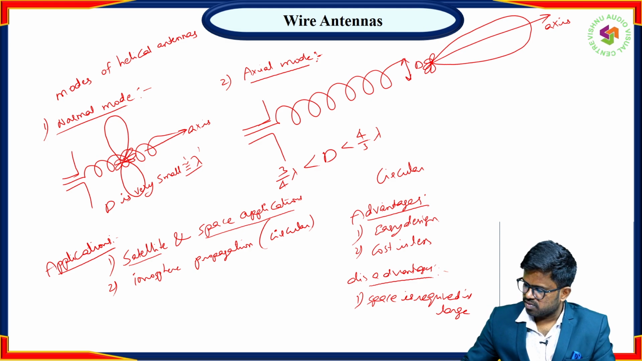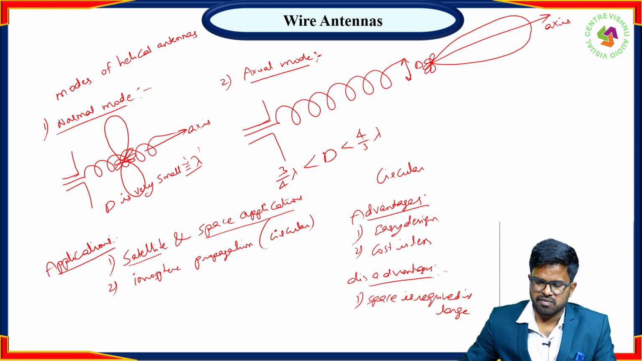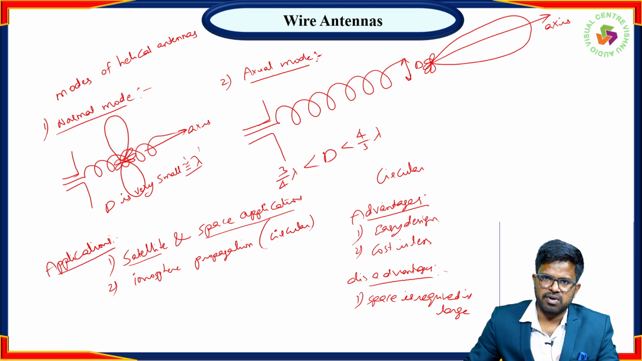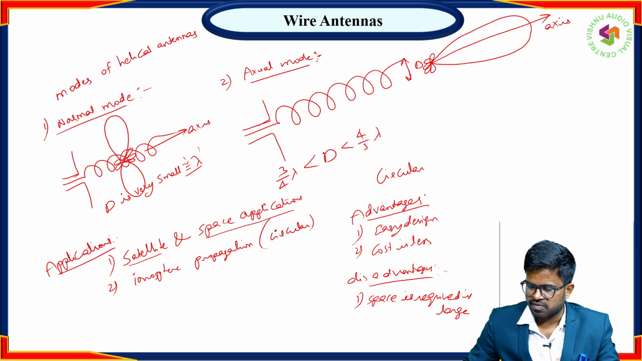Okay, so today we discussed these wire antennas. There are mainly two antennas, the Yagi-Uda antenna and the helical antenna. They are used as directional antennas, and one is the dipole antenna, which is an omnidirectional antenna. Okay, this is our topic today.